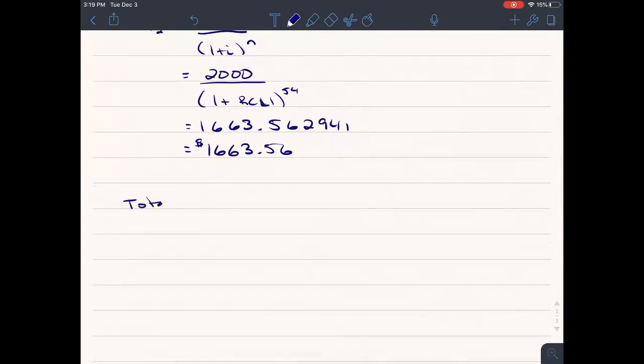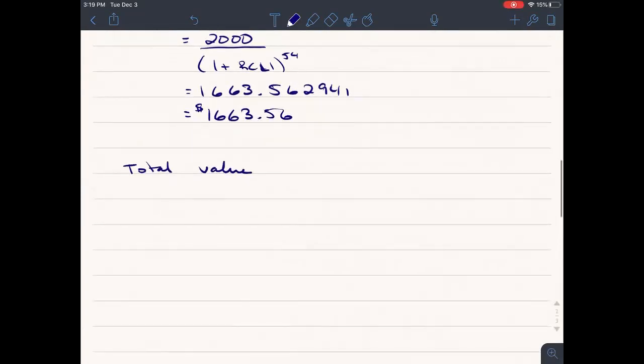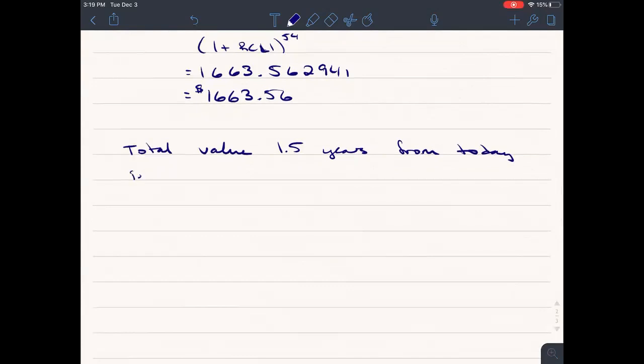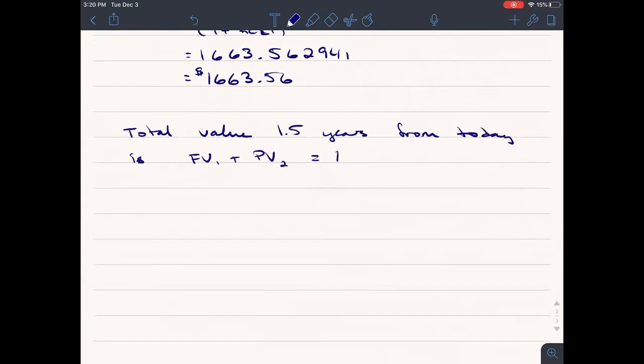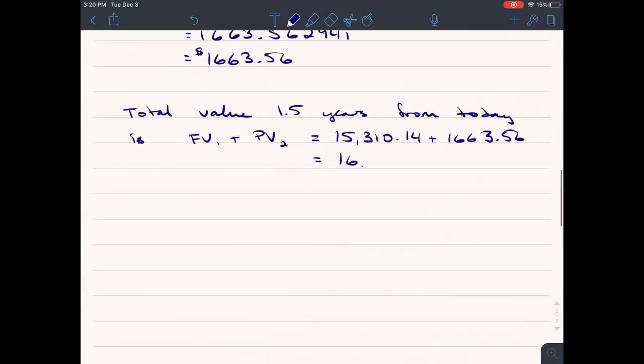So the total value, 1.5 years from today, is future value 1 plus present value 2, which is 15,310.14 plus 1,663.56, which is 16,973.70.